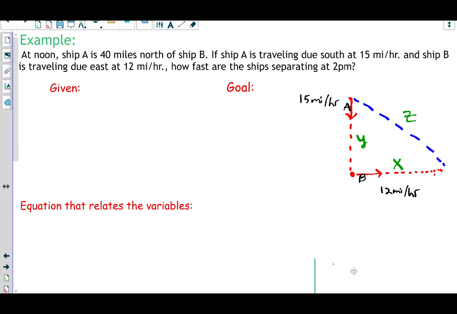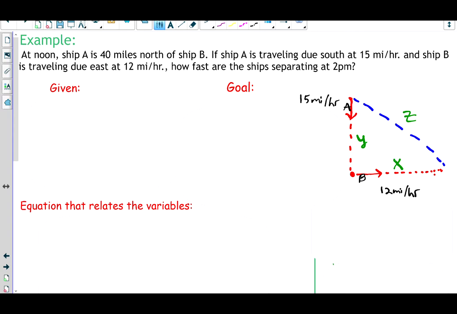So ship A starts 40 miles north of B. So in the beginning, this entire distance was 40 miles, and it's going south at a rate of 15 miles per hour. Ship A is moving south. And ship B is traveling east at a rate of 12 miles per hour. The question is, how fast are the ships separating at 2 p.m.? So the direct distance between them. So if this is going that way, this is going that way at any given moment in time. Again, maybe one is this way, one is that way. So what is that direct distance z? At what rate is that distance changing?